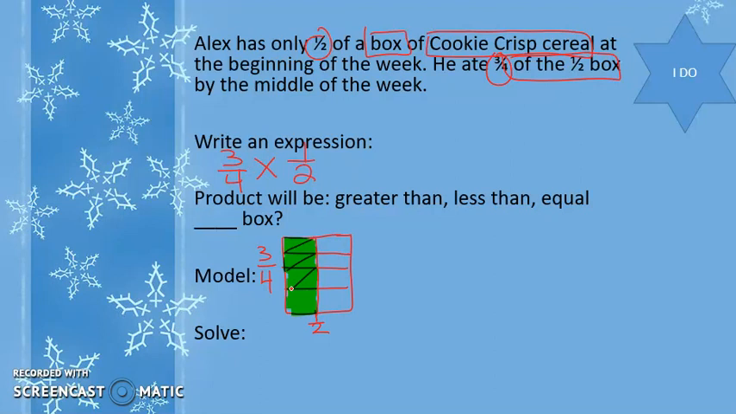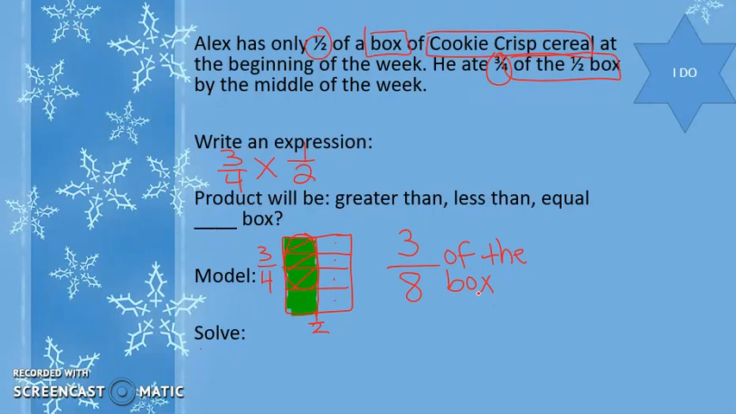So, out of the 8 total parts, because we have 8 boxes, 1, 2, 3, 4, 5, 6, 7, 8, we have these 3 that are overlapped. So we can say that the amount of Cookie Crisp that he ate was 3/8 of the box, of the original box, of that 1/2.